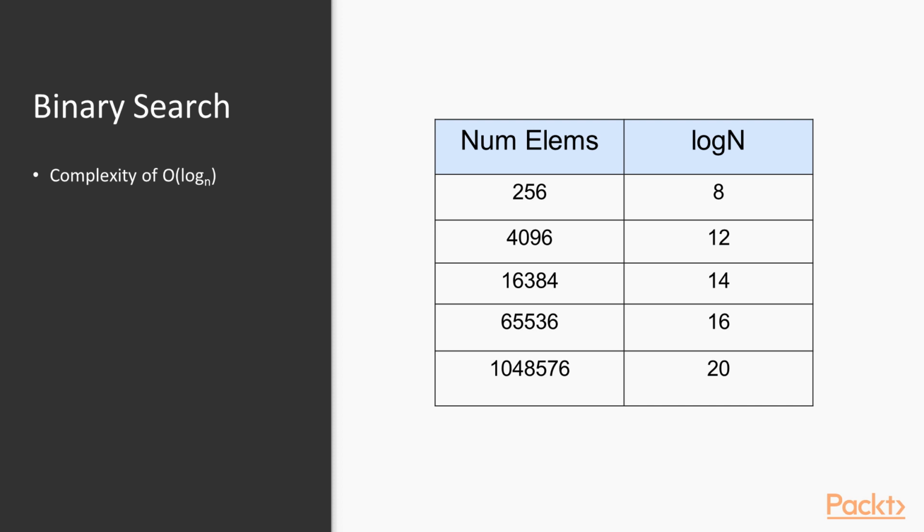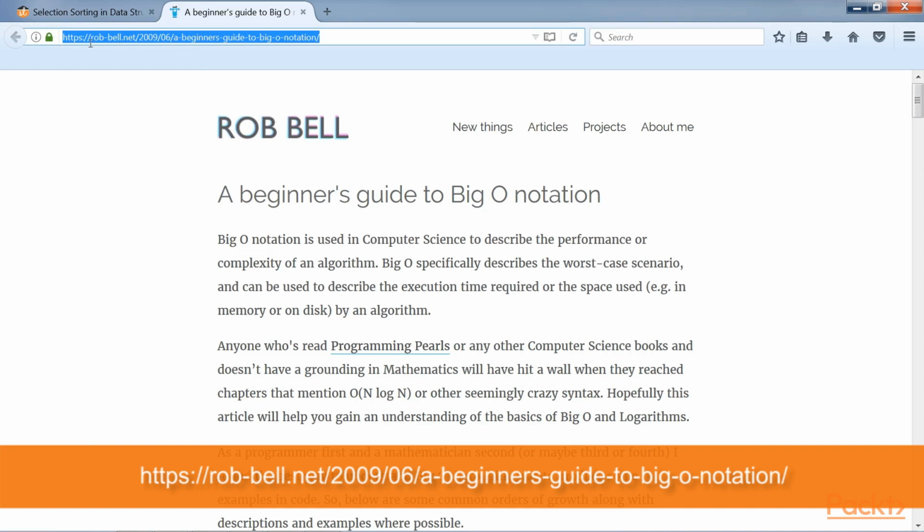Binary search is a very popular search algorithm with a complexity of O(log n). This figure shows the growth table for O(log n). When the number of input elements jumps from 256 to 1,048,576, the growth jumps from 8 to 20. Binary search is a blazing fast algorithm, as the runtime grows marginally when the number of input elements jumps from a couple of hundreds to 100,000. You can refer to this link to know more about O notation.